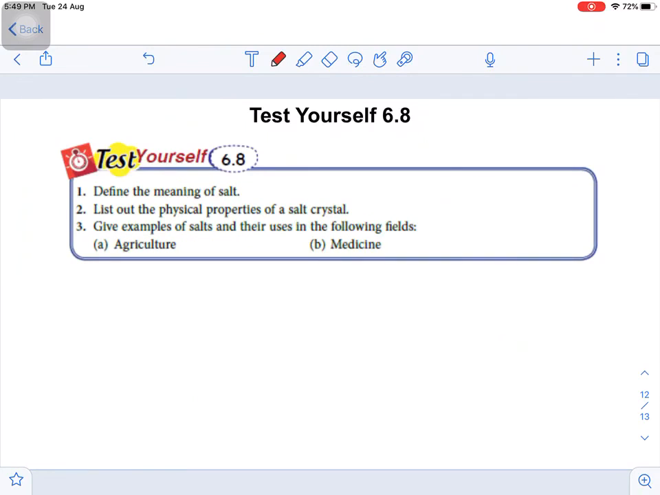So, we have learned about definition. We have learned about physical properties of salt. And we have learned the example of salt and their uses. So, now, please test yourself. 6.8. Answer all the questions. And then discuss with your class teacher, chemistry teacher.